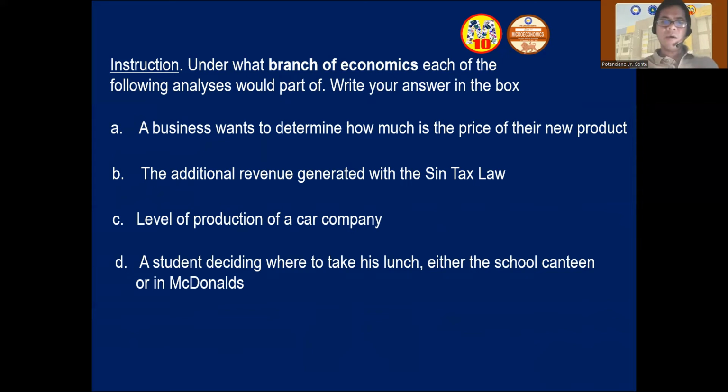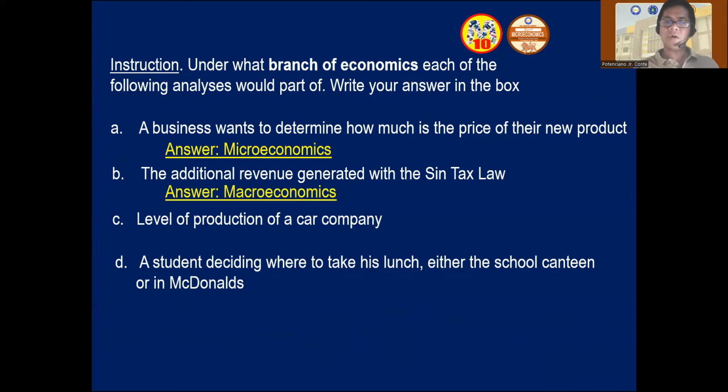So for letter A, obviously, it's an individual business, so it's microeconomics. Number 2, revenue generated out of the syntax law that is applicable to the whole nation or at national level. So this is macroeconomics. Level of production of a car company, it's micro. But when the item says level of production of a car industry in the country, making it macroeconomics. A student deciding where to take his lunch, well, that is microeconomics.